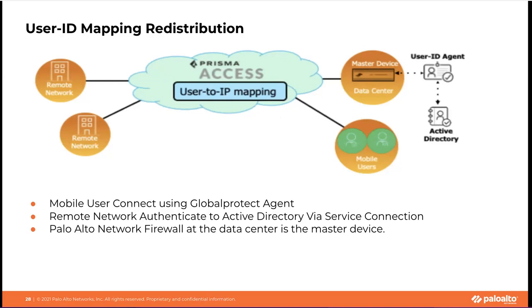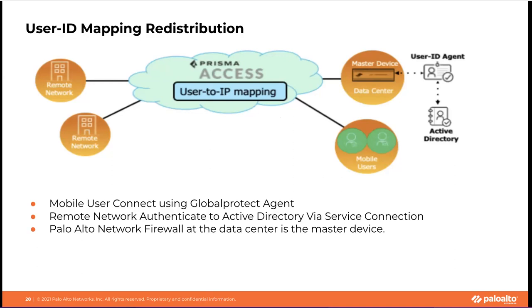The user ID agent then pushes all the users to IP mapping to the Palo Alto Networks firewall at the data center. Mobile users connect to the Prisma Access using the GlobalProtect agent. User to IP mapping is provided automatically to Prisma Access using the GlobalProtect agent.